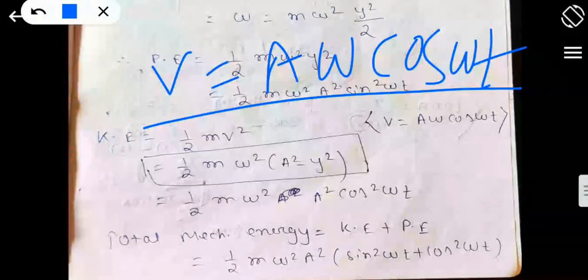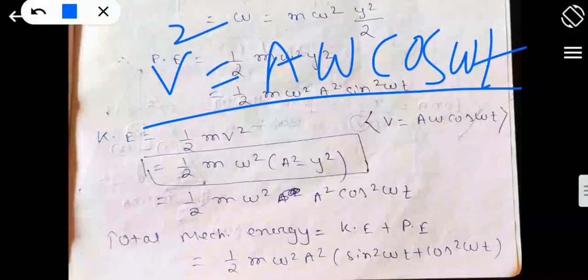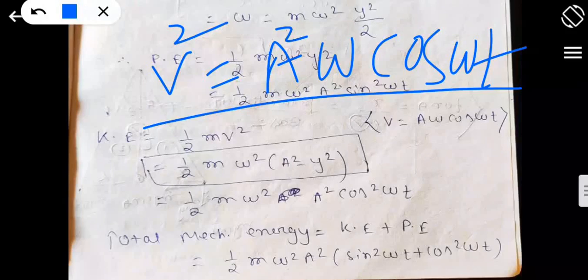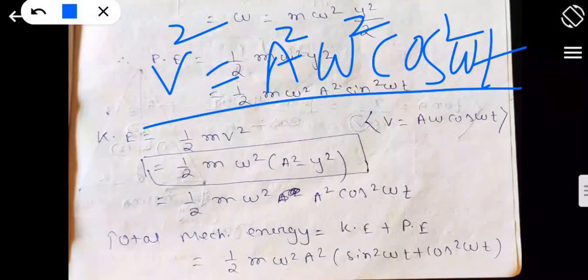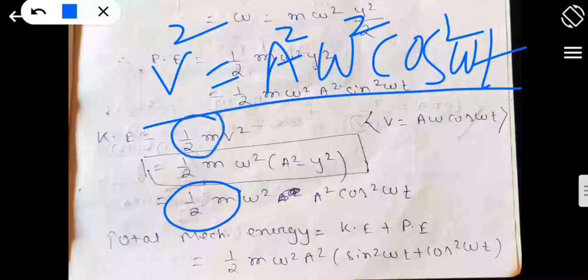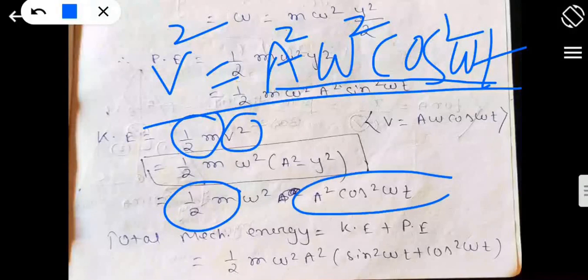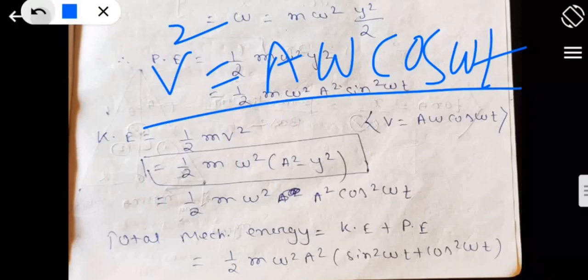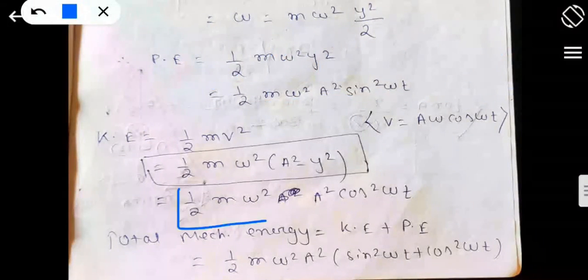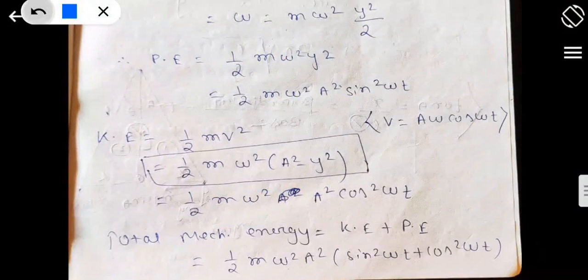So what is v square equal to? V square is equal to a square omega square into cos square omega t, right? This will be the formula. So here also, half m as it is, and v square is a square omega square cos square omega t. This is another formula. So you can represent it in two ways. One is half m omega square a square cos square omega t. Another is by using the acceleration and displacement formula.